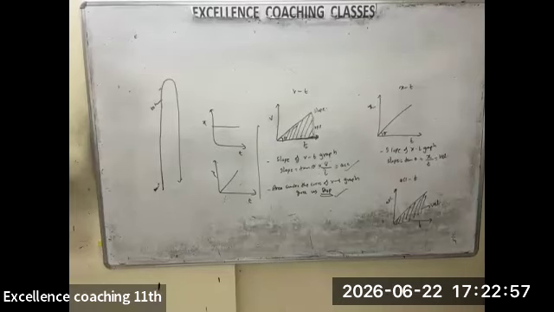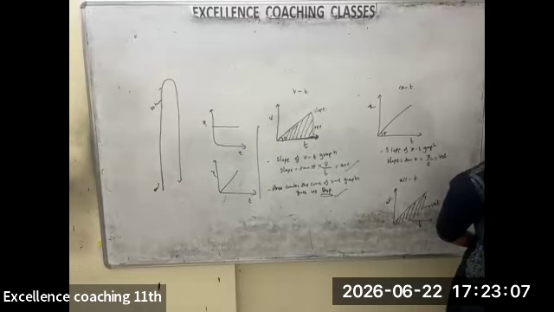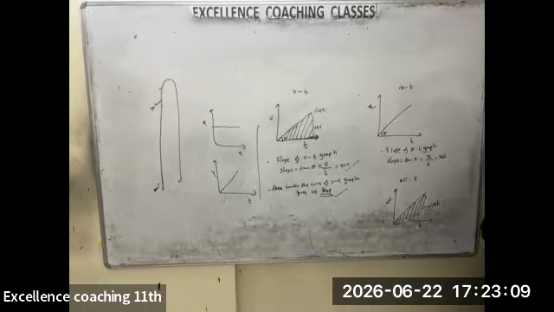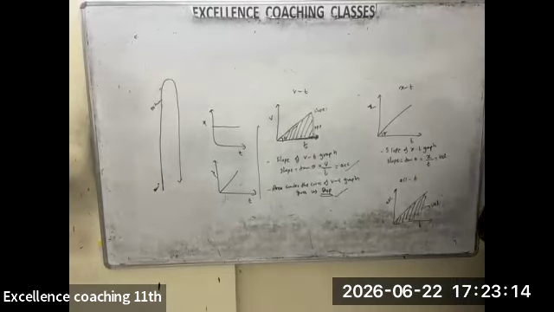Can we revise it again? What does the slope of VT graph give you? VT, velocity time graph, acceleration. Area under VT graph, displacement. Slope of XT graph, velocity. Area under acceleration time graph, velocity. Okay. So these are the things you have to remember. So let us take the numericals now.